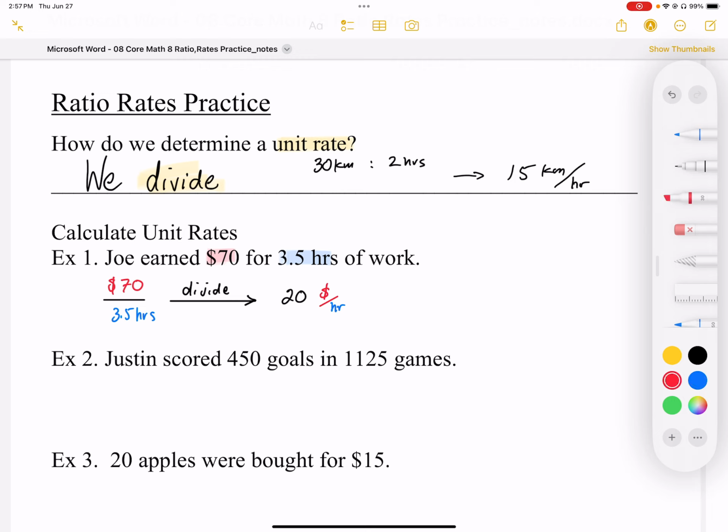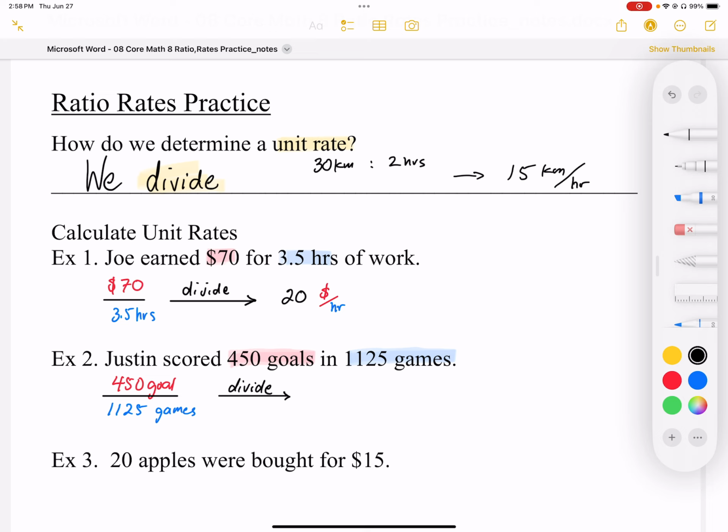Here we have Justin. He's scoring a lot of goals here. He scored 450 goals, and we're comparing that to 1,125 games. So my ratio that I'm going to use is 450 goals compared to 1,125 games. My unit rate, I divide. So get your calculator out and divide.